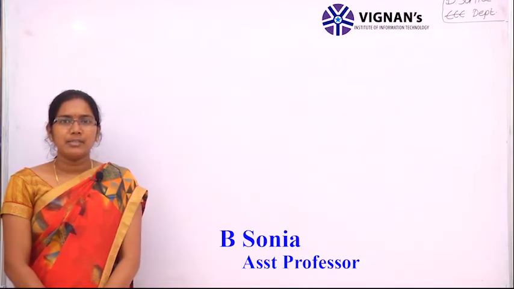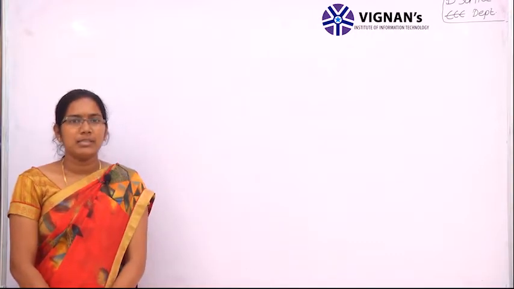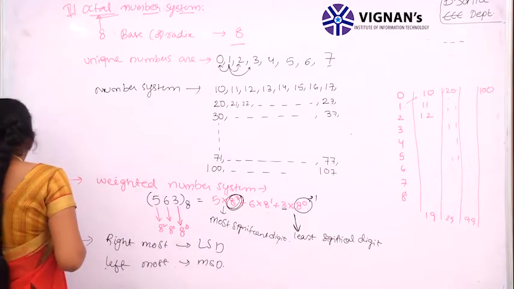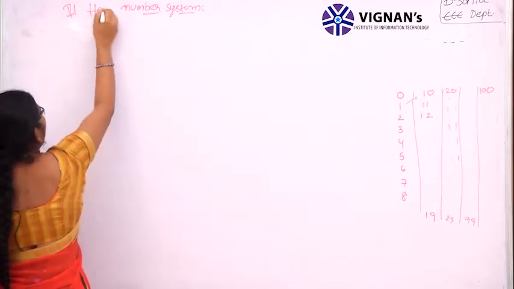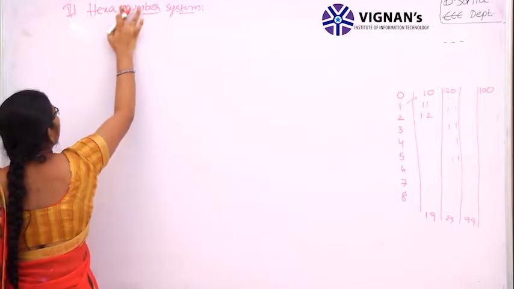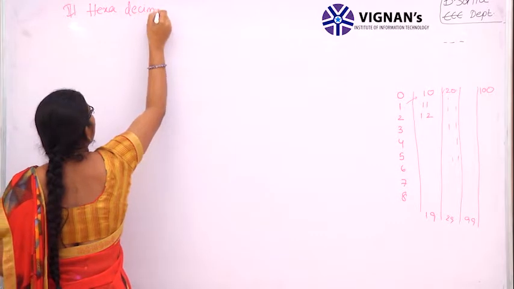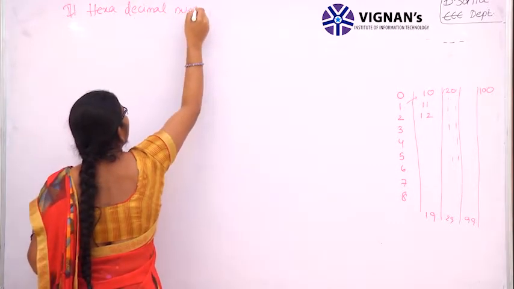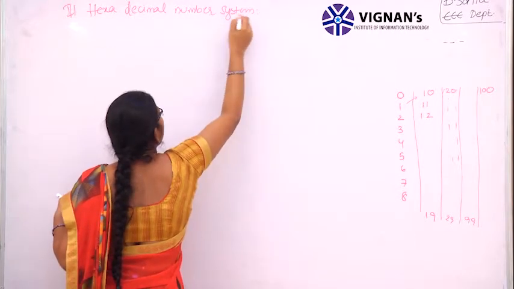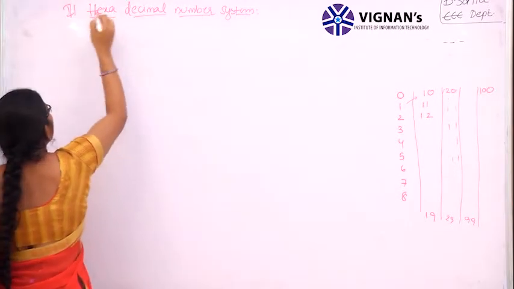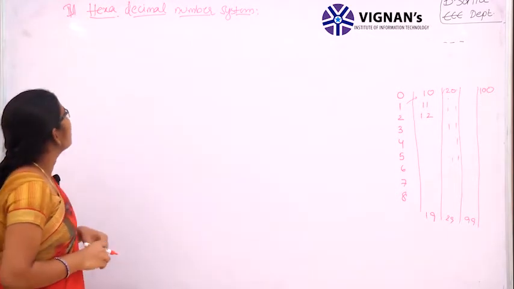Today we are going to discuss what is number system and what are the different types of number system. And the fourth number system is hexadecimal number system. The fourth one is hexadecimal number system.